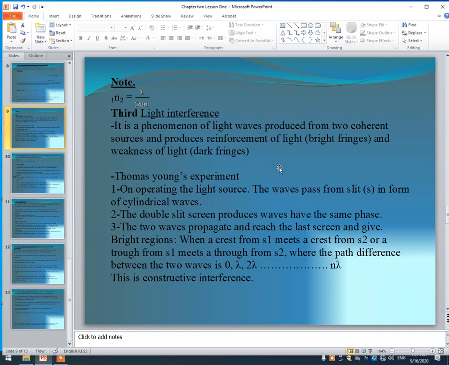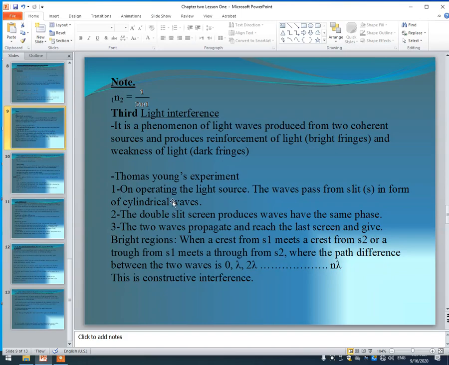Cylindrical wave means it has a wavefront. All the points on the wavefront will have the same phase, of course. Because this source of light is a closed source, the light produced from it will go in all directions, and we need to make the light rays move in one direction. This means it will have the shape of a cylindrical wave.